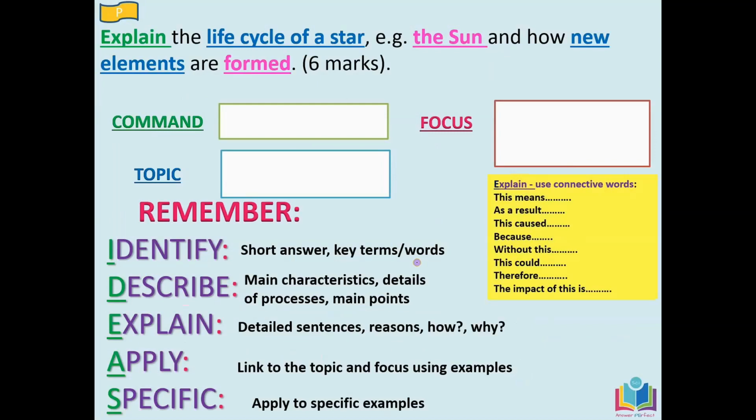Okay, so let's move on to the question then. It says, explain the life cycle of a star, for example, the sun, and how new elements are formed, and it's worth 6 marks. Now, we know we're going to get some extended questions from 4 to 6 marks on every paper. So we will go through this in a little bit more detail shortly, but we always come back to this after we've done the revision to see if we can now answer an extended question. So let's have a go.